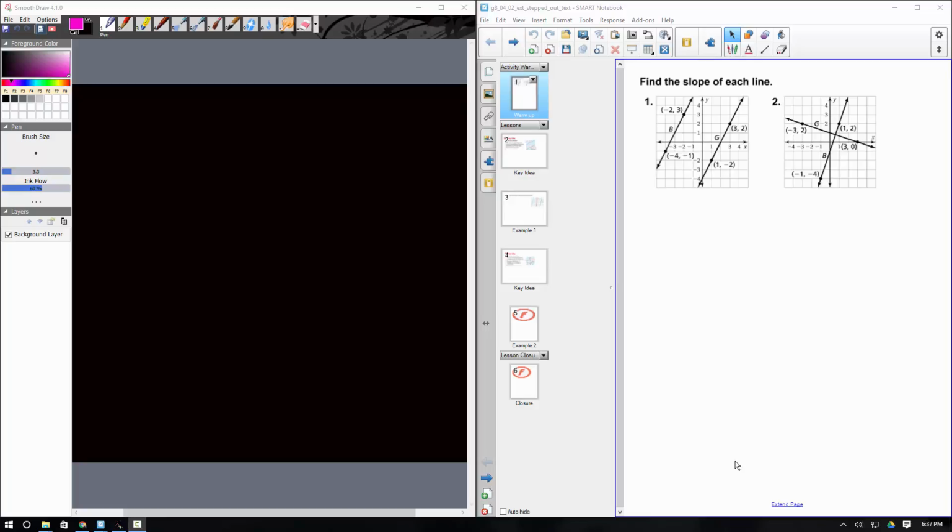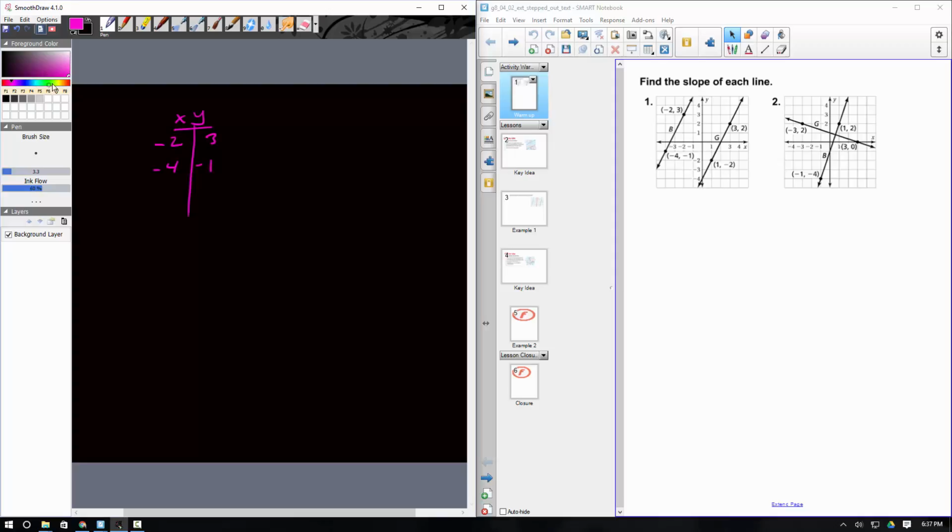All right, so this video will focus on Chapter 4, Section 2 extension. The first thing we have to do is look at these ordered pairs and try to find the slope. So the first thing we're going to do is plot these points. I'll have my x and my y. This one here is (-2, 3), and the other one is (-4, -1).